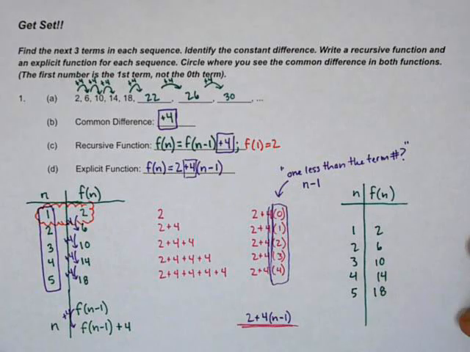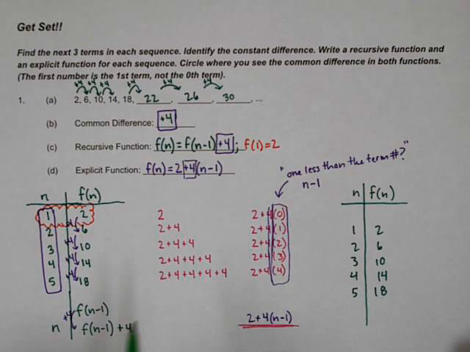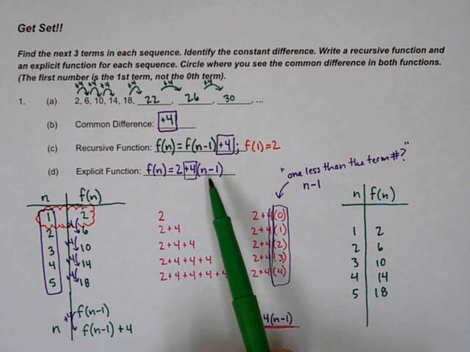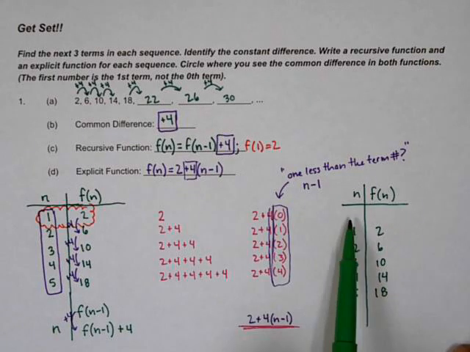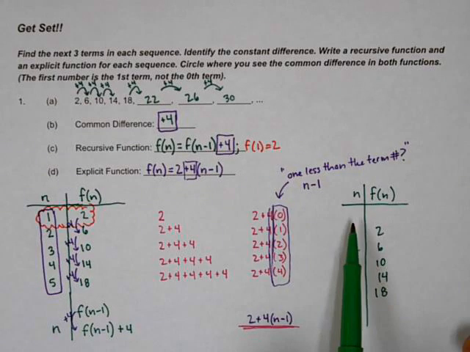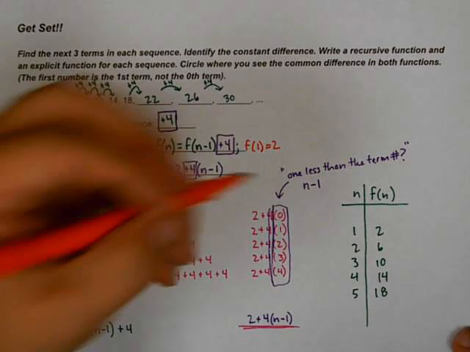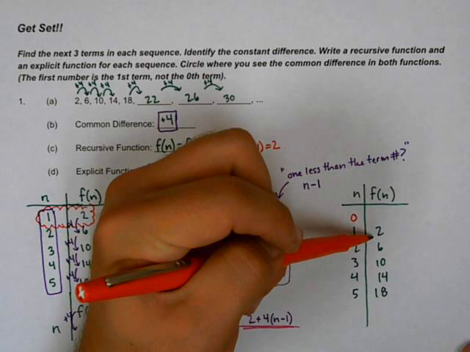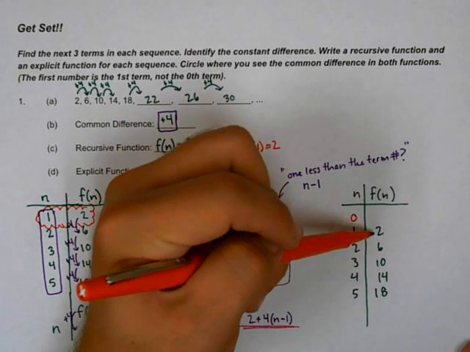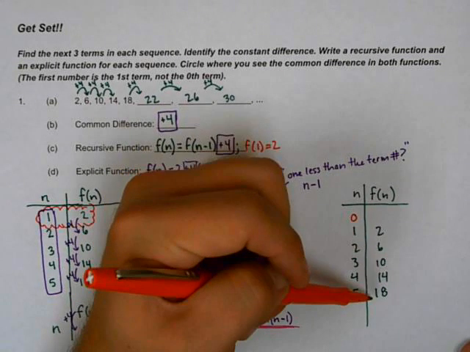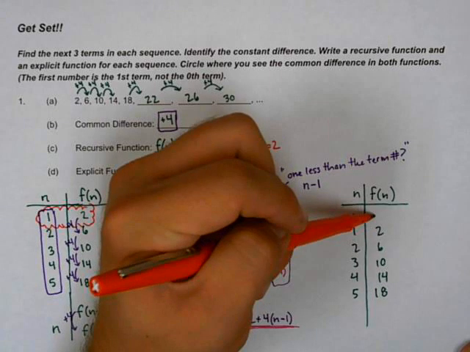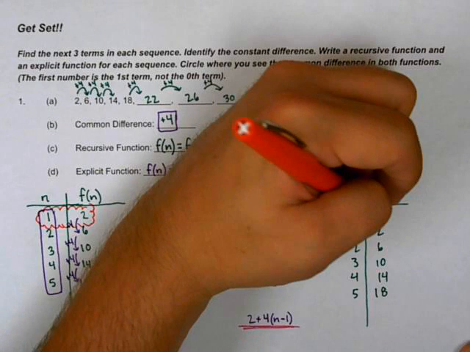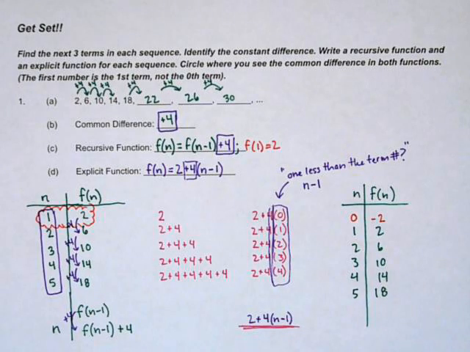I know I went a little quick there. But if we want to forget about this n minus 1 idea, what we can actually do is create the 0th term, almost go backwards one space. And so what I'm going to do is add in a 0th term, and I'm going to use the opposite. I knew that I was adding 4 to get from 2 to 6 to 10 to 14 to 18. Well, what do I have to do if I want to go backwards? Well, I do the opposite. I take away 4. So this is actually negative 2.